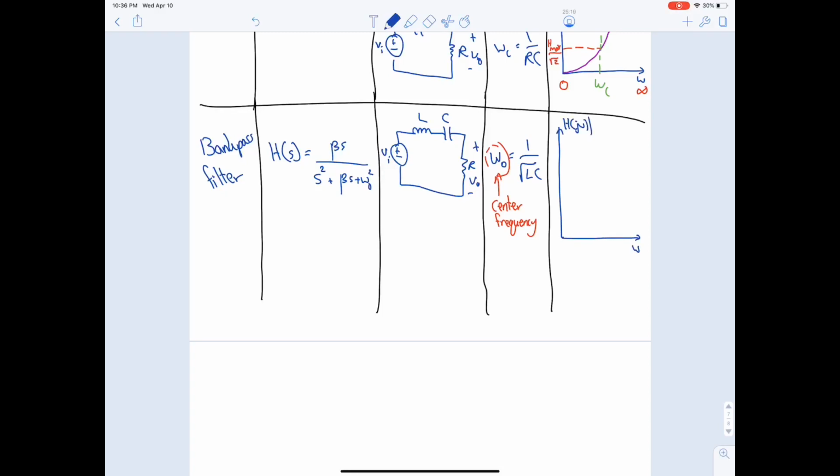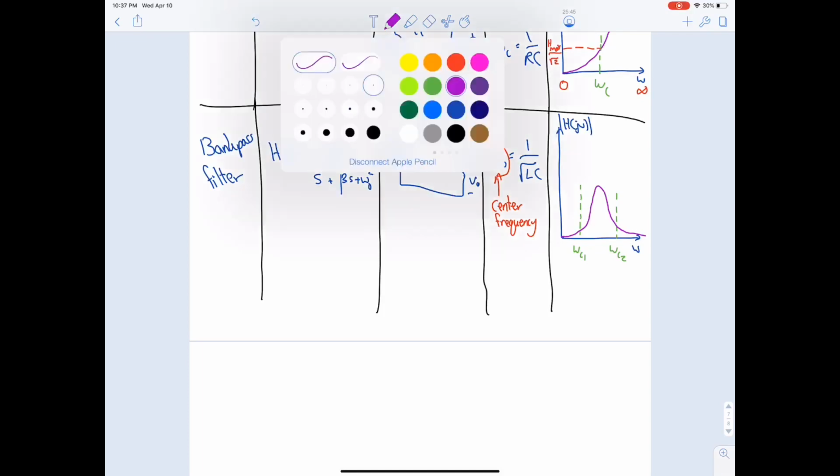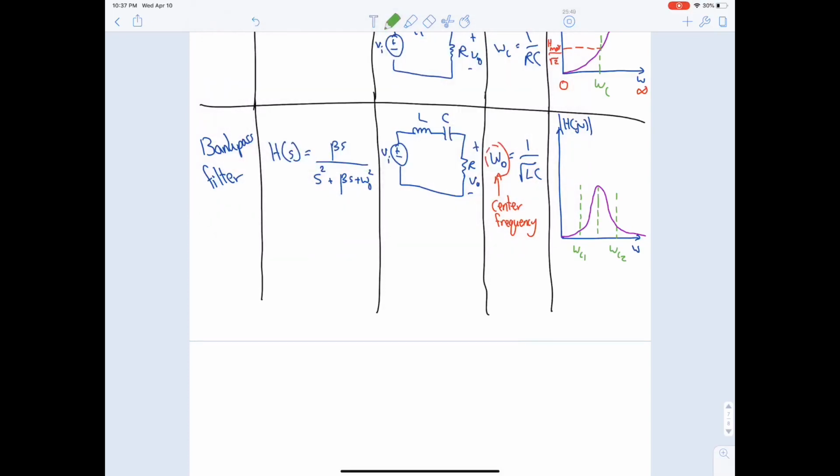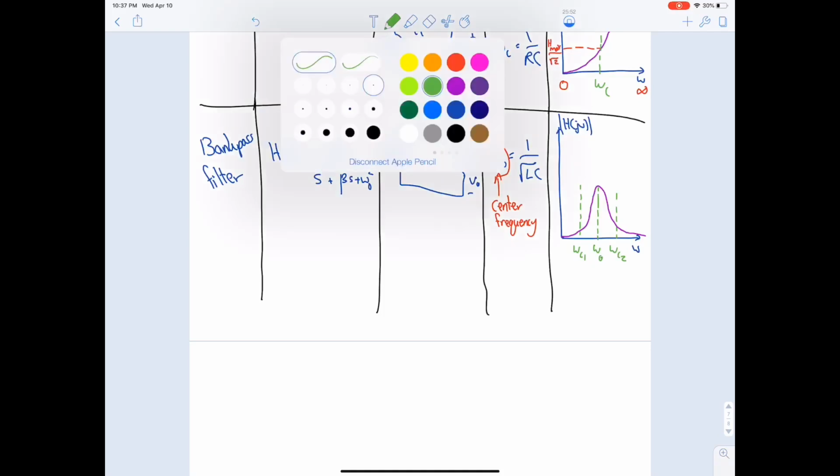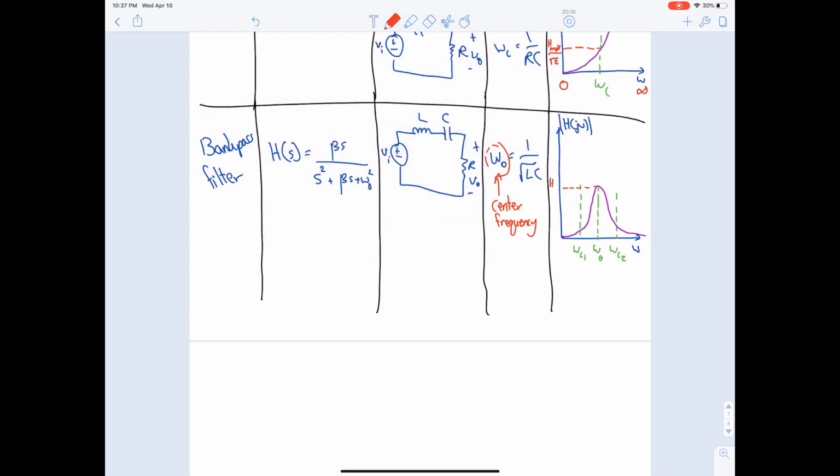H of JW. We have the two cutoff frequencies, omega C1, omega C2. The graph will start low. Whenever it's in between the range, it will go up to the maximum, and then when it exceeds omega C2, it will drop again. We get the maximum magnitude at the center frequency. So here, it's H max. And at omega C1 and omega C2, we have H max divided by root 2.